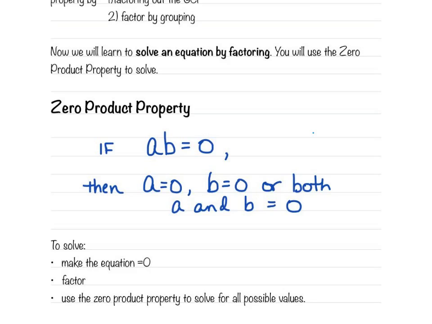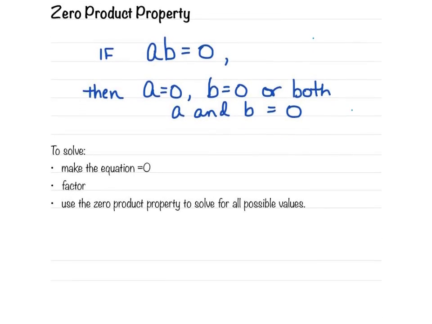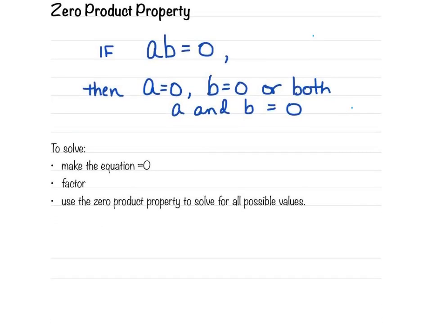Let that sink in. Think about it. If you have 2 terms that when you multiply them, their product equals 0, the only way that can be true is if one of them is a 0 or both are zeros. So here are the steps that we will follow to solve by factoring.